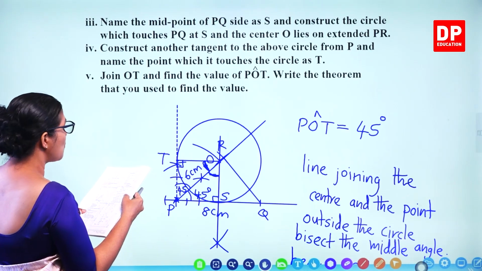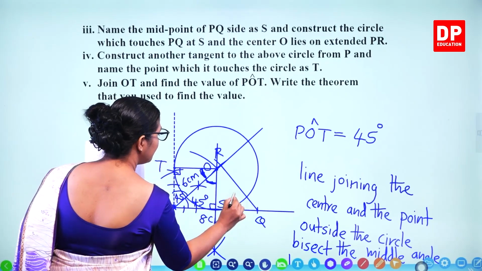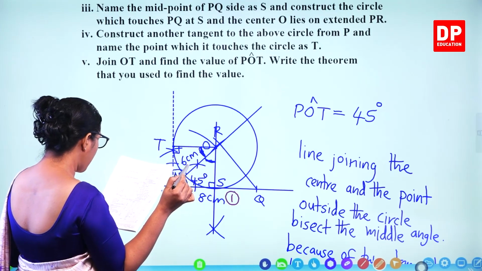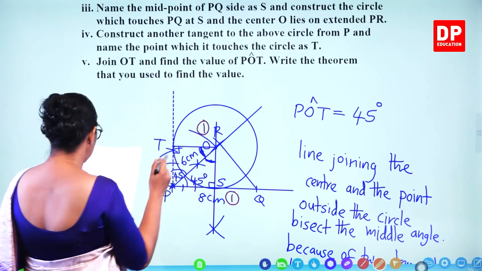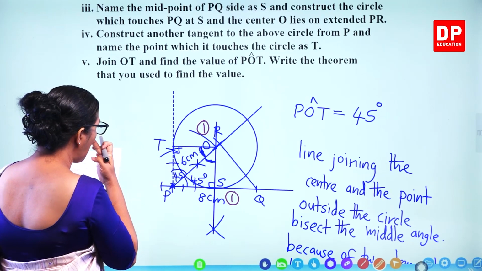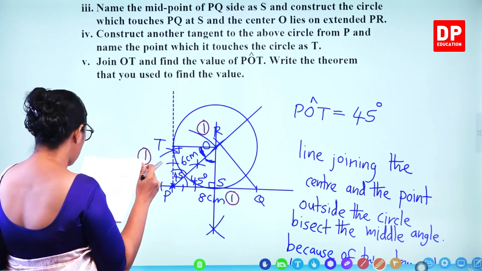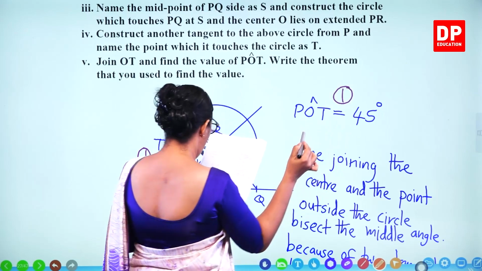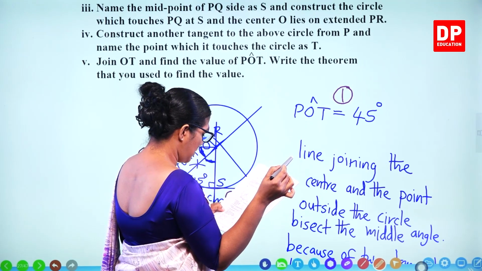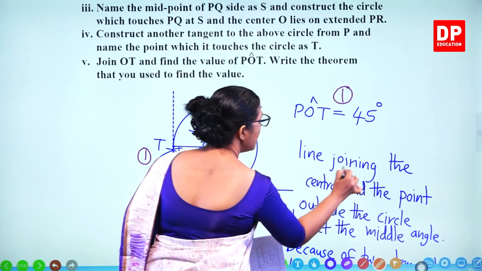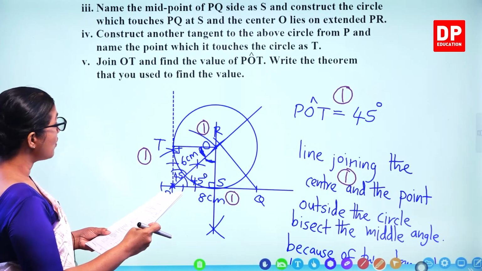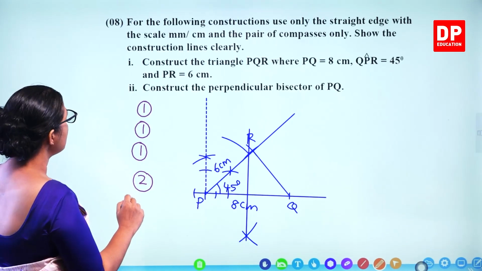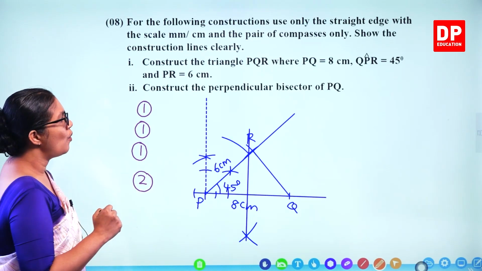Naming S, 1 mark. Marking O point, 1 mark. Drawing the PT line, 1 mark. So that means basically marking the T point. And this is 45, 1 mark. And this is 1 mark for writing the theorem. So altogether, how many marks? 1, 2, 3, 4, 5, 6, 7, 8, 9, 10. So 10 marks for the whole question.